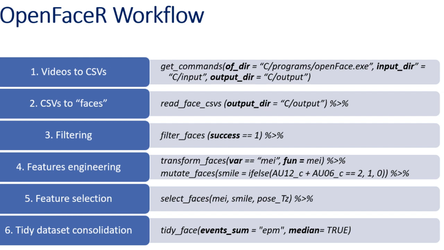Third, we can filter the datasets, for example, excluding frames with no visible face. Fourth and fifth, we can create and select the features we care about. Finally, we use the tidy_face function for summarizing the features and obtaining our tidy dataset.